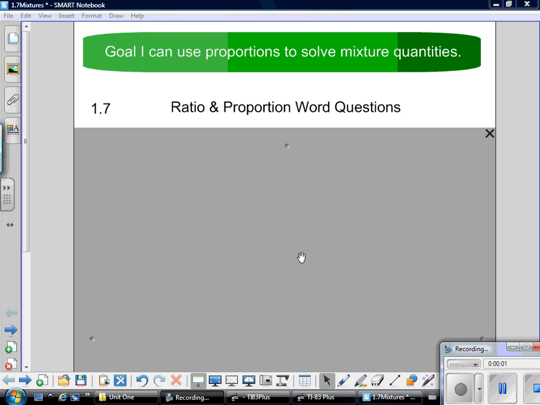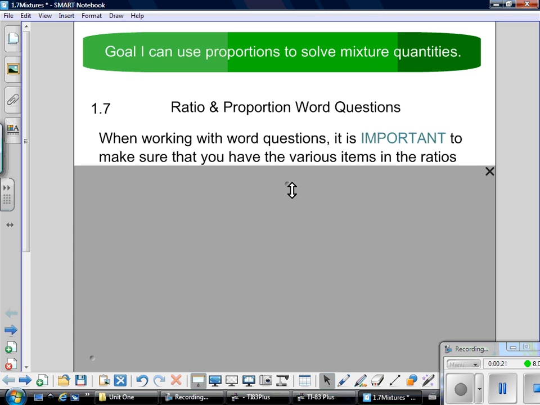Right, so what we've been working on has been proportion solving for unknowns. What we're going to be looking at now is actual word questions dealing with ratio and proportion. Again, the easiest way to do it is to work with questions together because you'll see patterns amongst questions and that makes it easier for you.